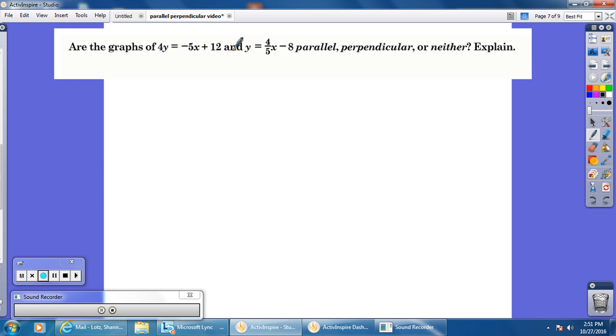All right. Are the graphs of these two equations parallel, perpendicular, or neither? How do we find that out? Well, this one is already in the form we need it. Y equals 4/5 x minus 8. We need to change this one. What's the only thing we need to do here? We need to get that y by itself, right? So we just need to divide by 4.